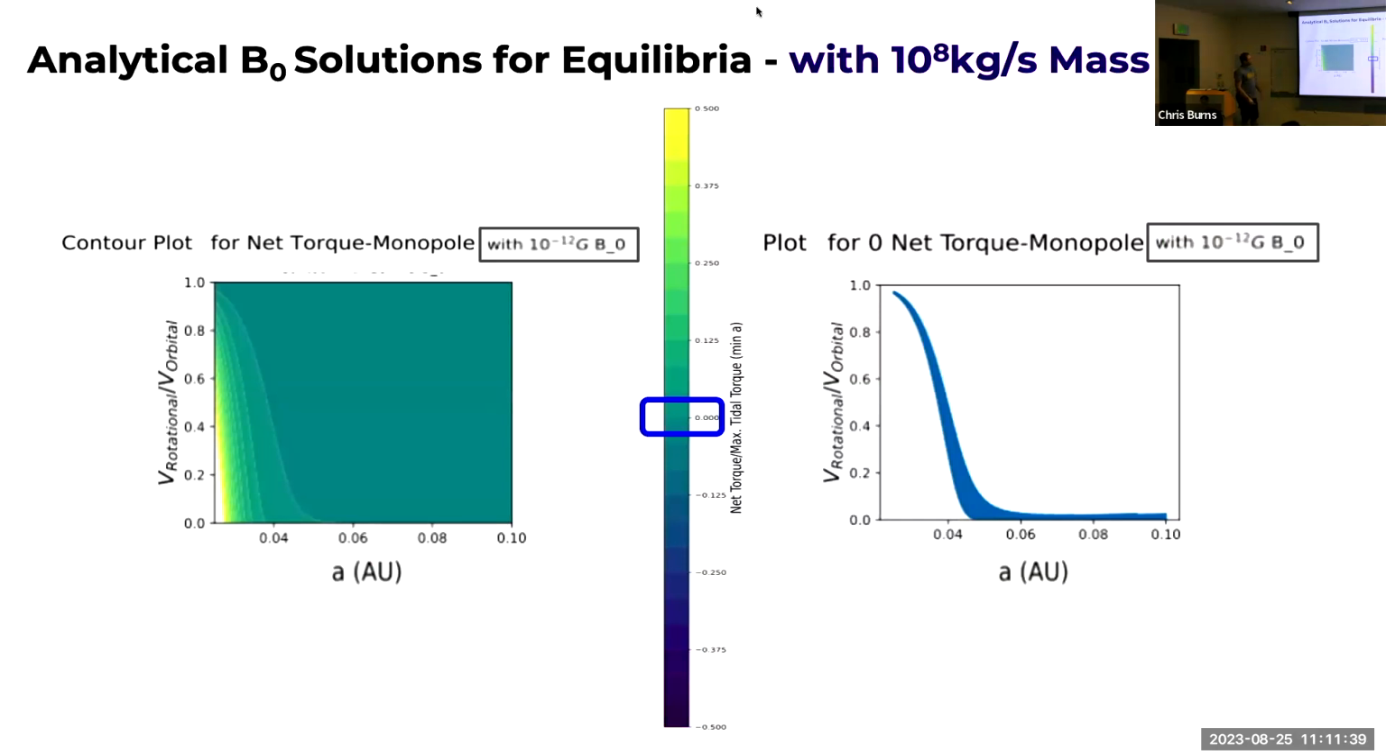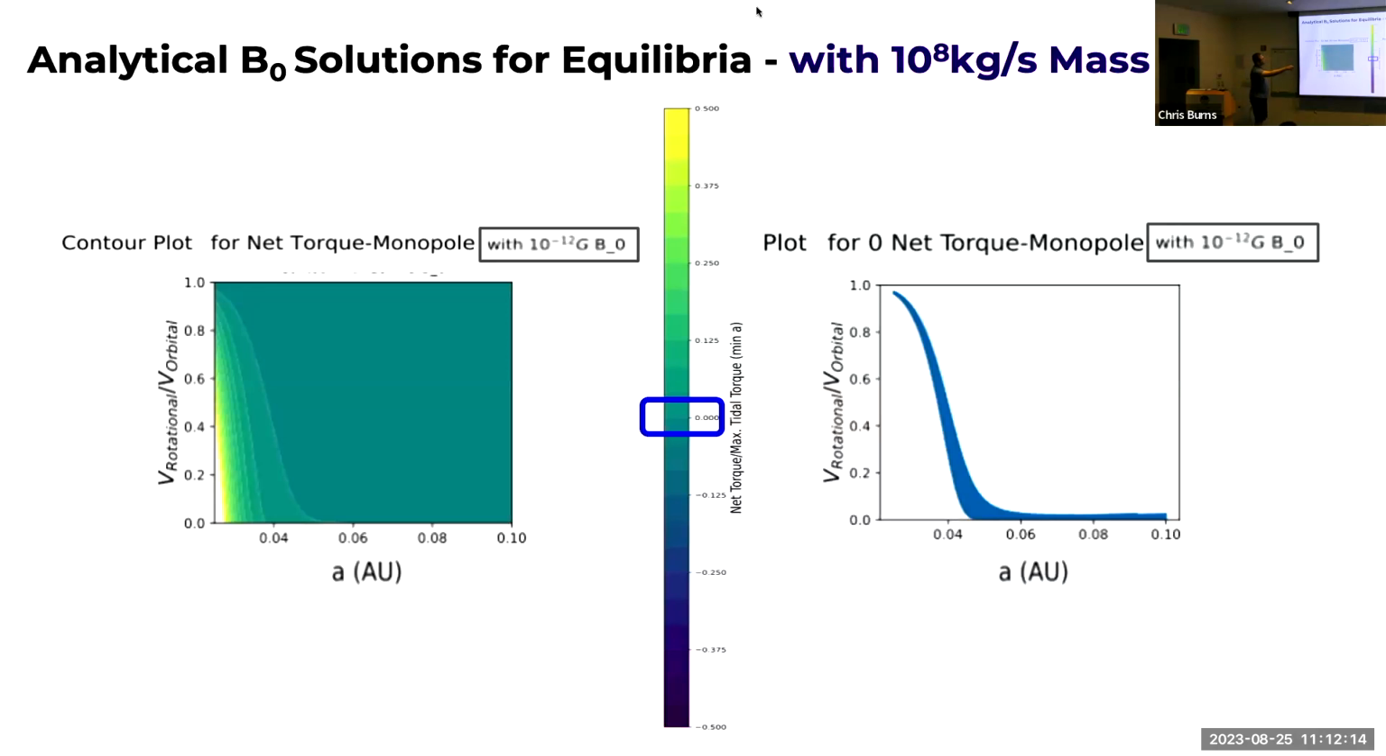So then I tried to see what analytical magnetic field solutions I would need to establish equilibrium. Now I'm doing a different thing. This is a different method. So now I'm changing rotation and orbital velocity ratio and semi-major axes. And for each combination, I'm just inputting them and getting the net torque values as outputs. And these outputs are shown here. And I specifically look for the environment around 0. 0 is shown here with this blue box.